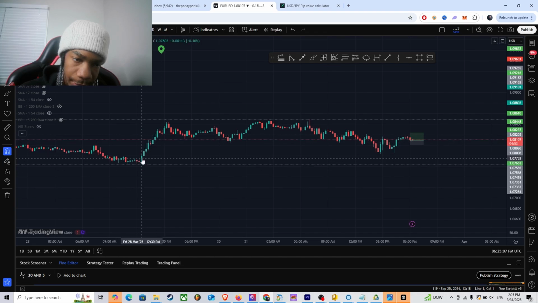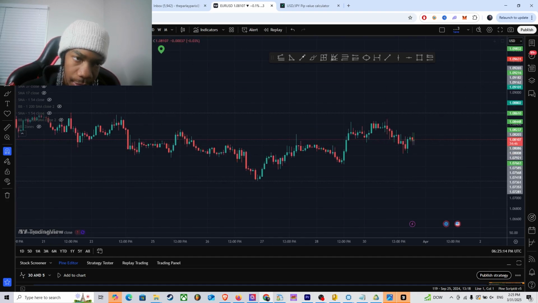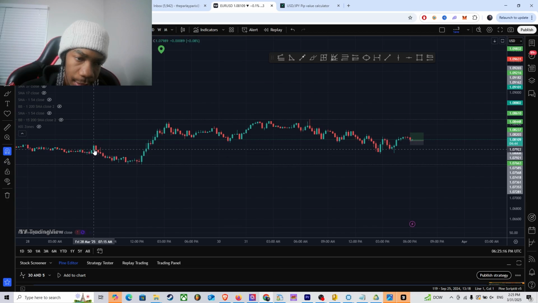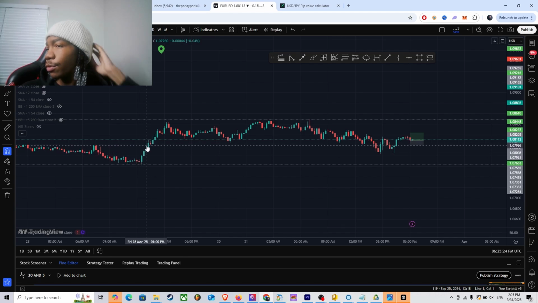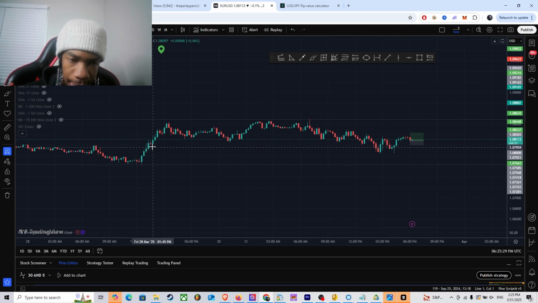And as you can see, it does the same for the rest. Each of these is 30 minutes. Each of these is an hour. So as you can see, green is up, red is down.